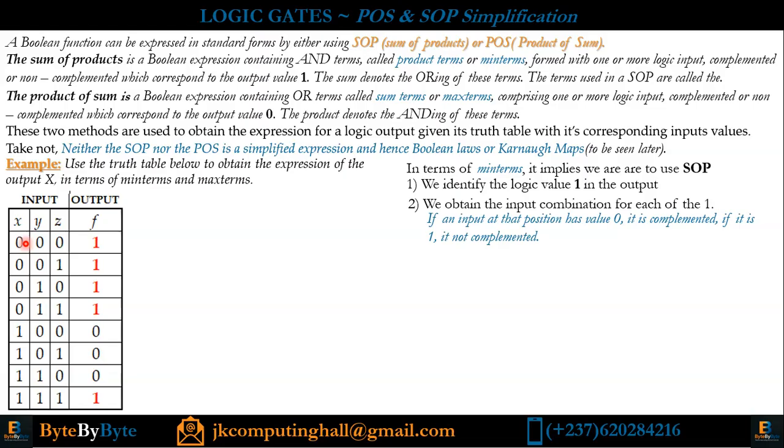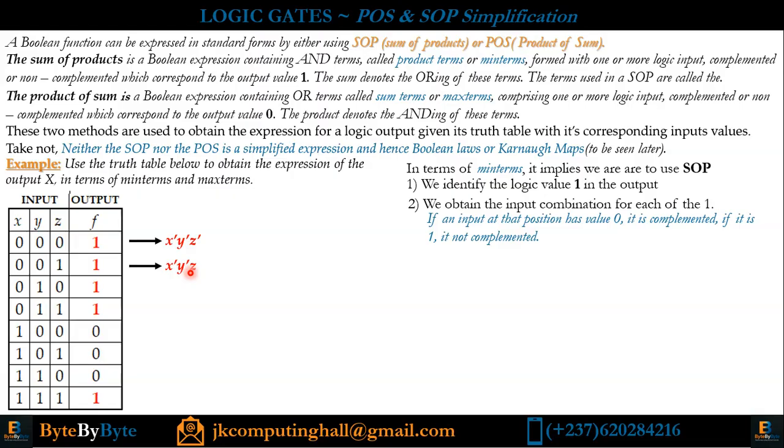That is what we were saying, complemented or non-complemented. So the rule: if an input at that position has value 0, it is complemented. If it is 1, it is not complemented. So at this level, I have x bar, y bar, z bar because x is 0, we complement; y is 0, we complement; z is 0, we complement. The next one, what do we get? x is 0, we complement; y is 0, we complement; z is 1, so we don't complement. That is why here I have x bar, y bar, z simply.